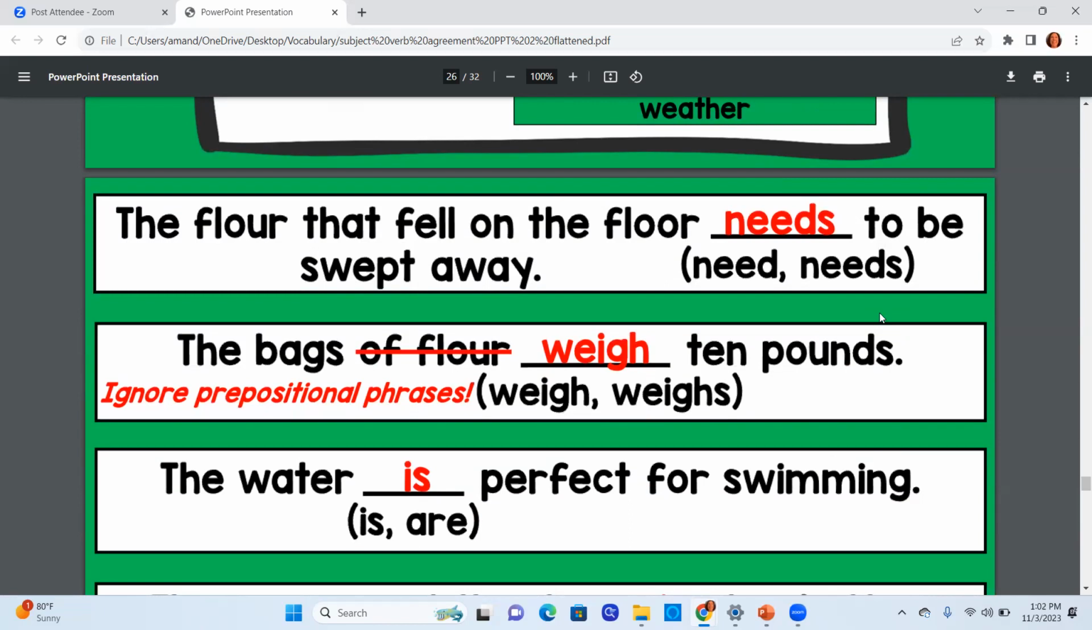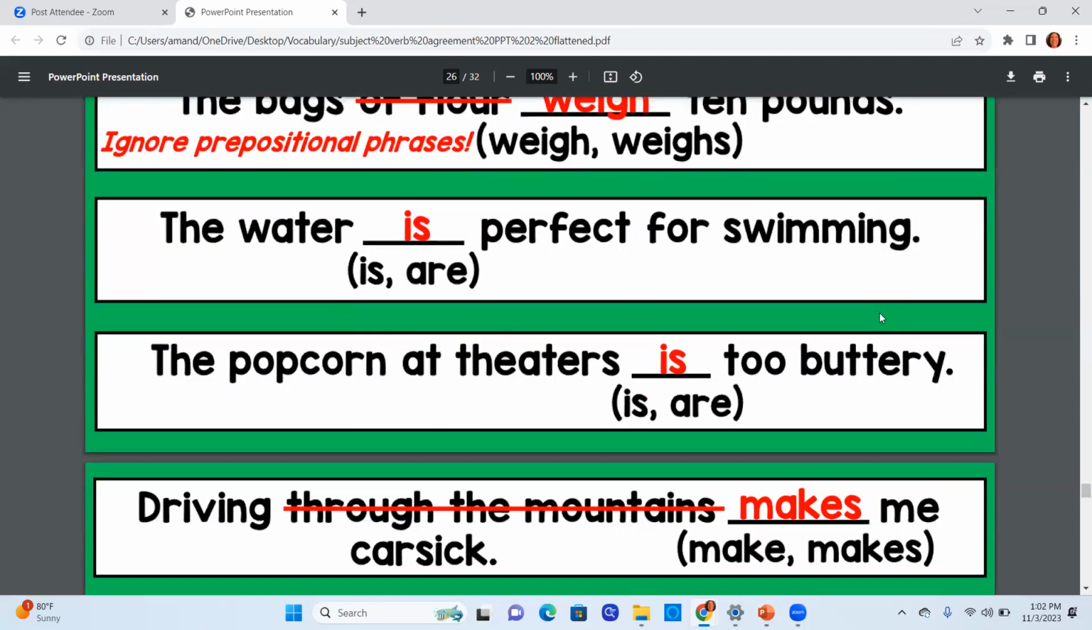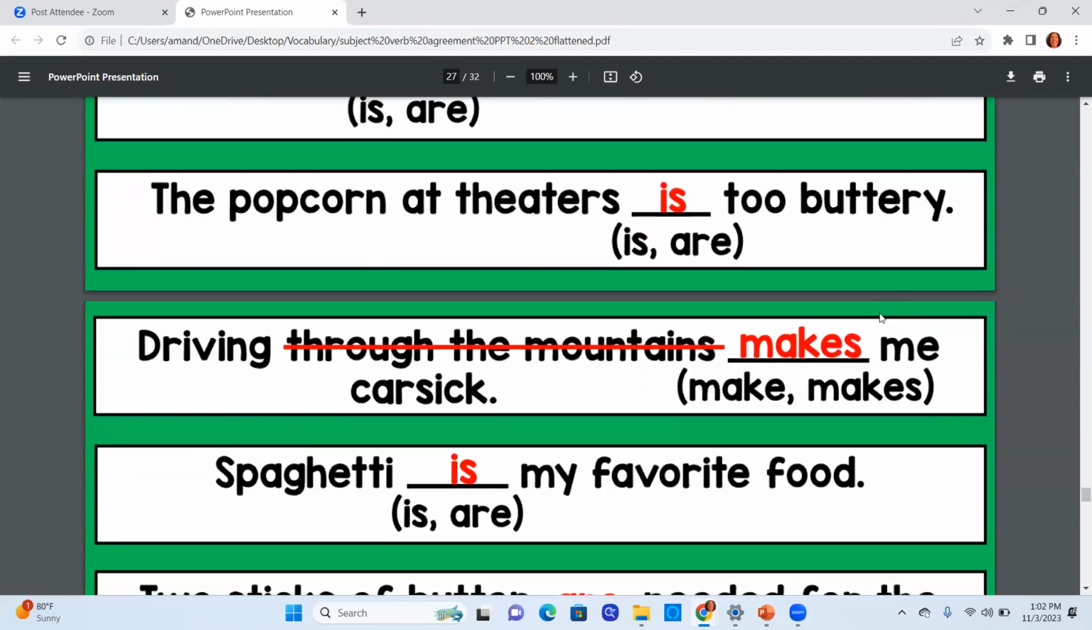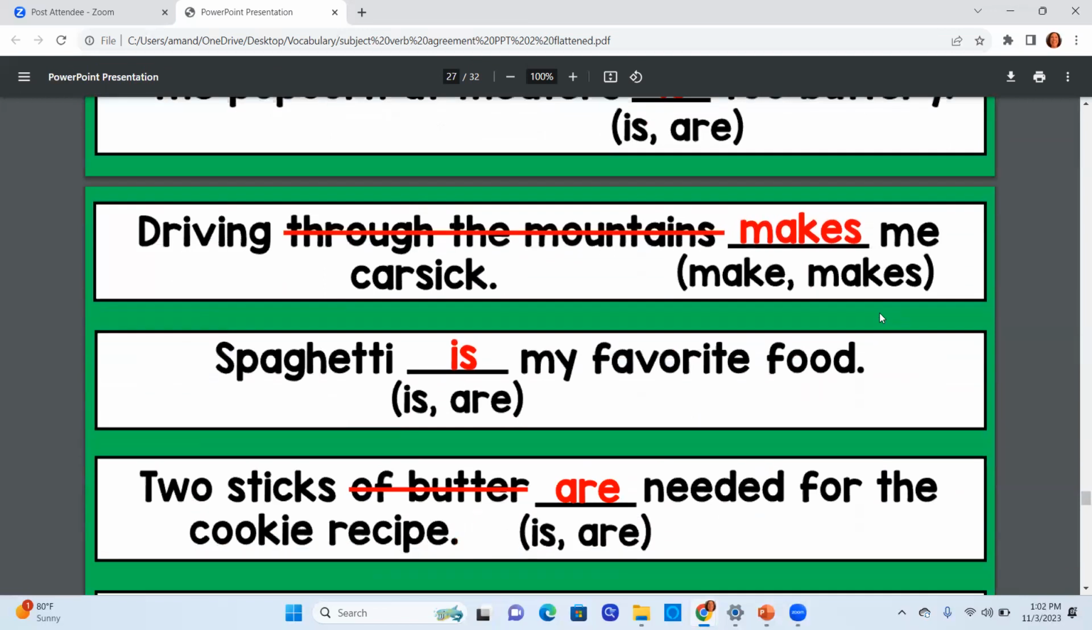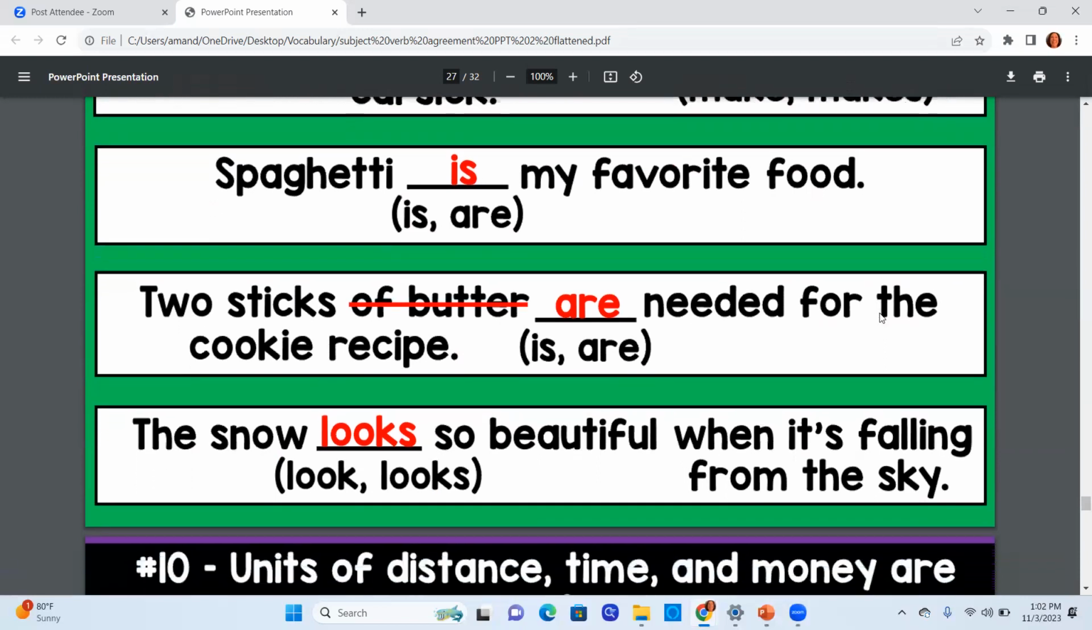The bags weigh 10 pounds. The water is perfect for swimming. Spaghetti is my favorite food. Of course, we'll take out of butter. It's a prepositional phrase. 2 sticks are needed for the cookie recipe.